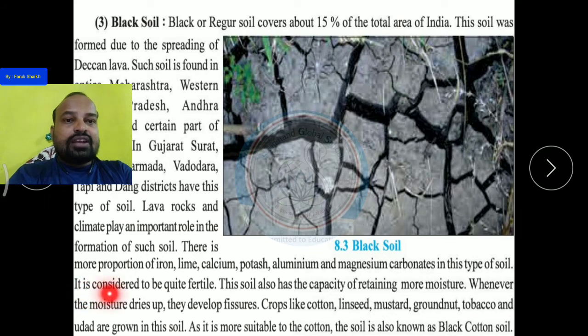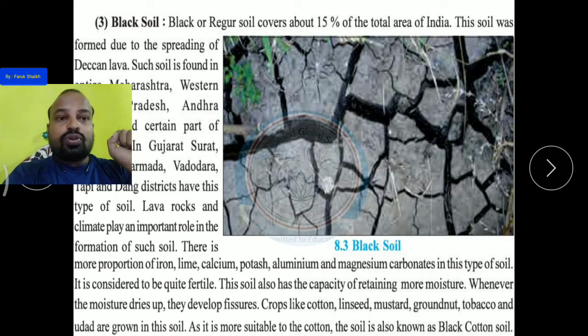It is considered to be quite fertile, that is, it is believed that black soil is very fertile, and crops can be grown very easily in abundant quantity. The soil also has the capacity to retain more moisture, that is, the wetness can be held for a long time.